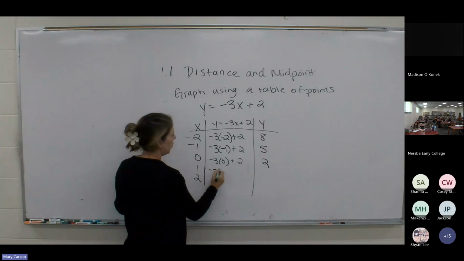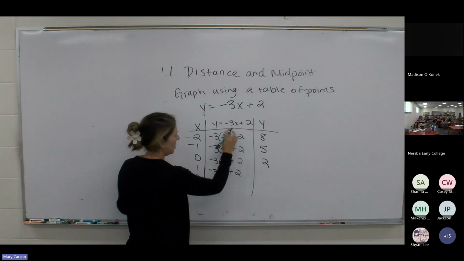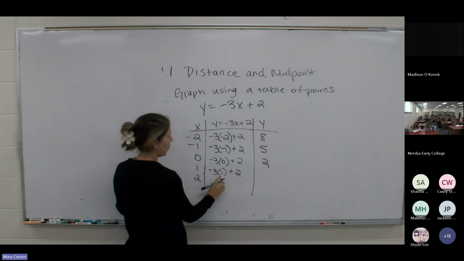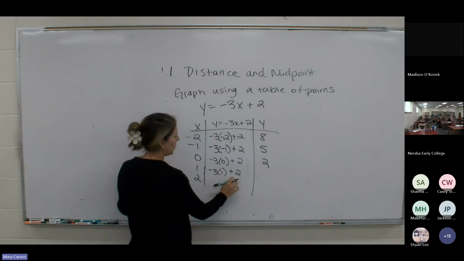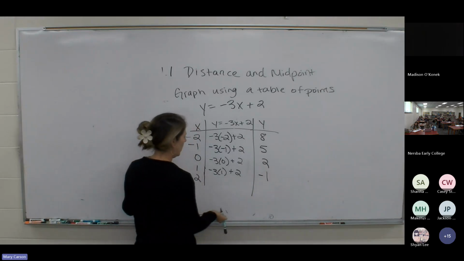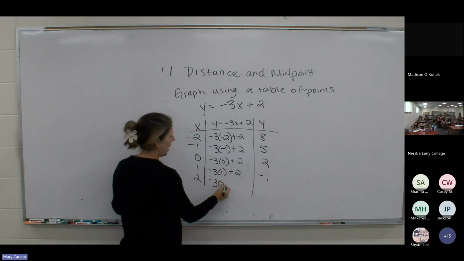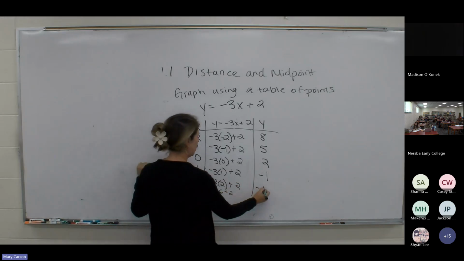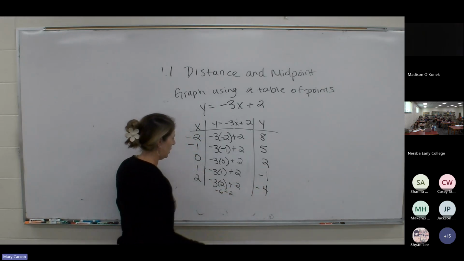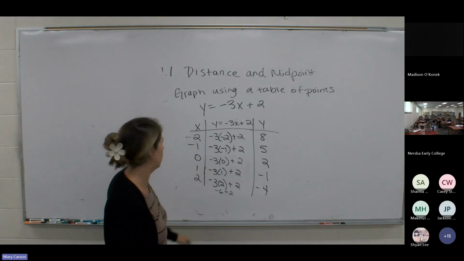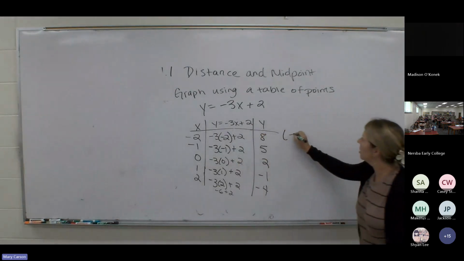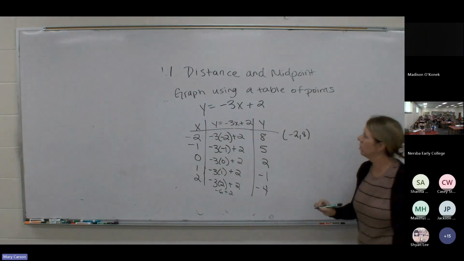All right, now I'm going to do 1. Still using the same equation. -3 times 1 plus 2 is going to be a -3 plus 2. It's going to be a -1. And then -3 times 2 plus 2 is a -6 plus 2 is a -4, right? Let me make that -6 plus 2. Yeah. So I've got the ordered pairs (-2, 8).